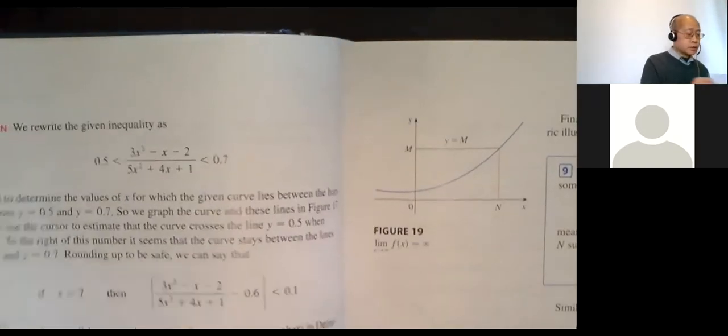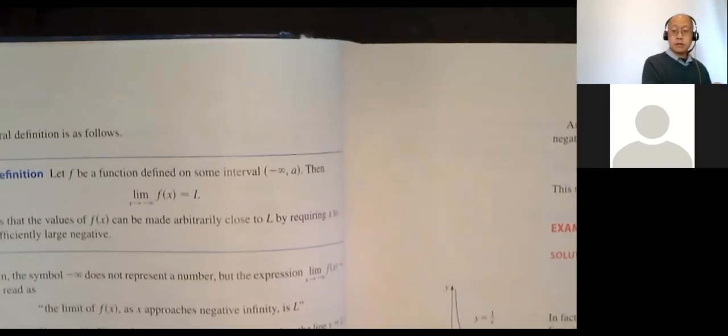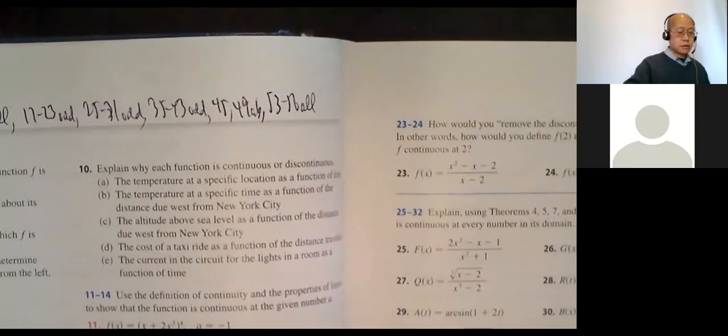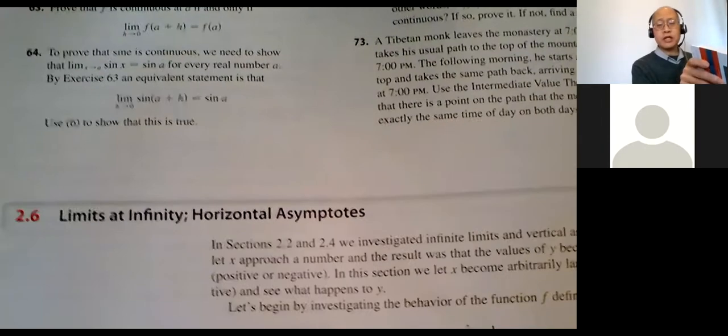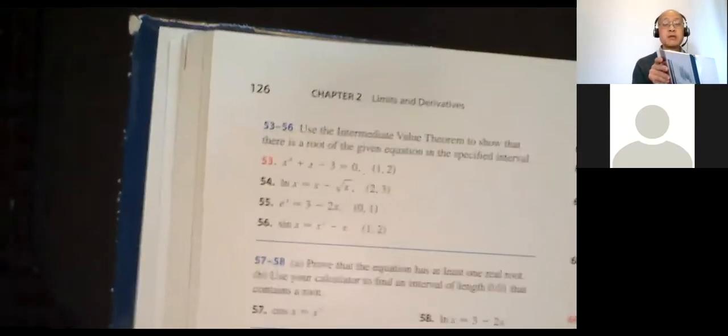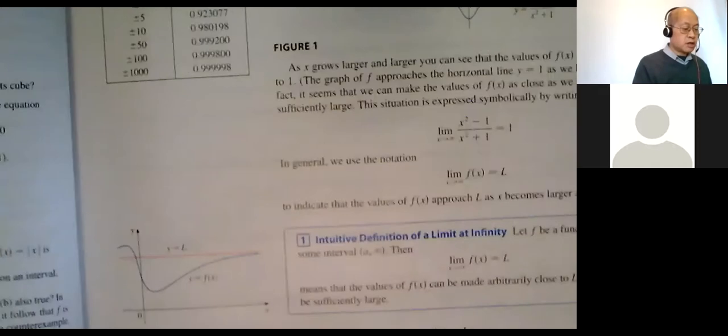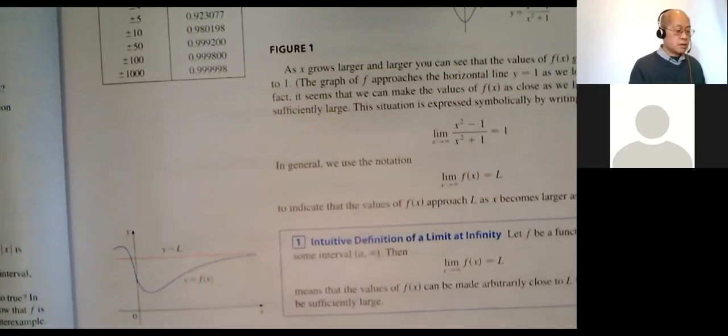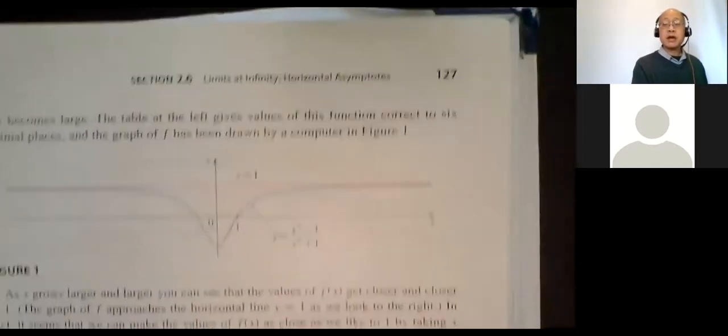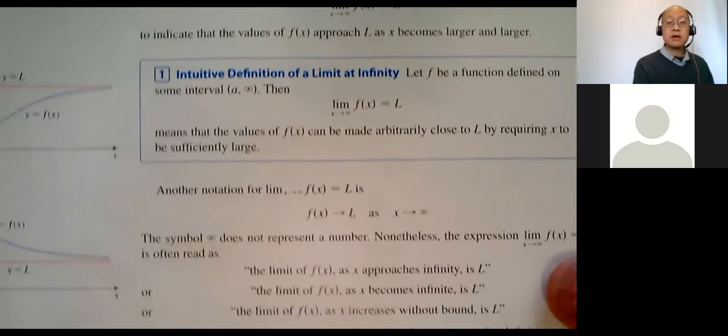All right, 2.6. Limits at infinity and horizontal asymptotes. Page 126. Limits at infinity and horizontal asymptotes. Okay, so let me show you the symbols that we have now. Page 127.